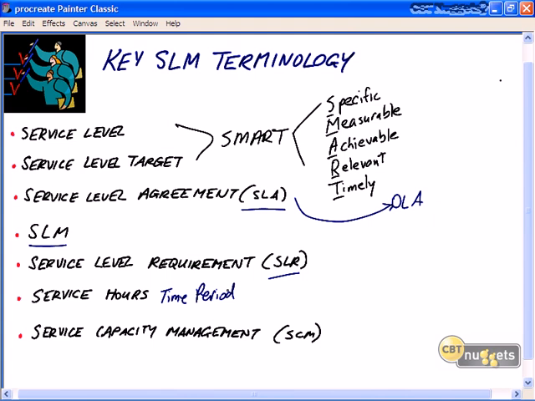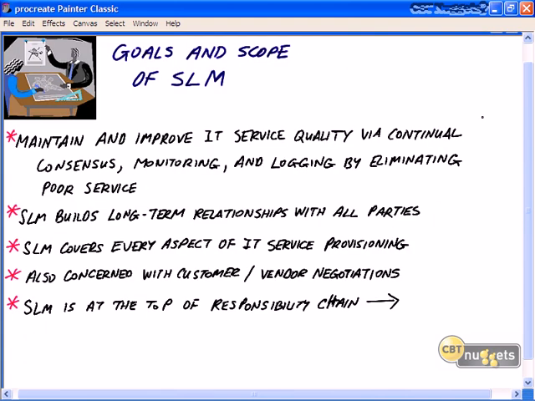Service capacity management is tightly coupled to business capacity management and component capacity management, and we'll talk more about this later on in this Nugget series. The main goals of service level management is to have an ongoing campaign to maintain and enhance the quality of IT services in the organization or the business. And this is done by constantly building consensus, constantly monitoring the processes, and reporting or logging based on that information, and thus eliminating poor service and services.